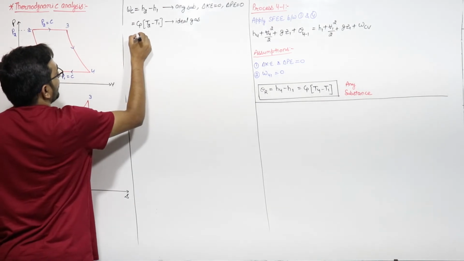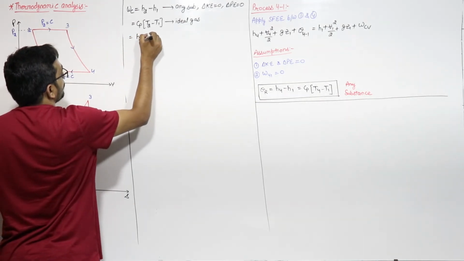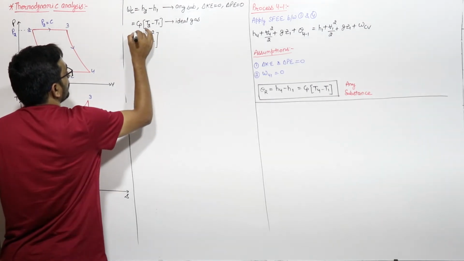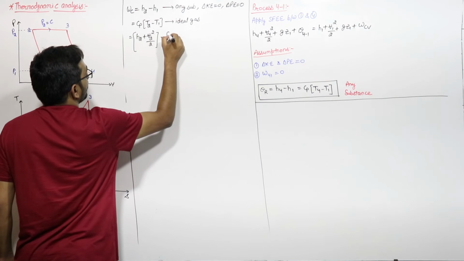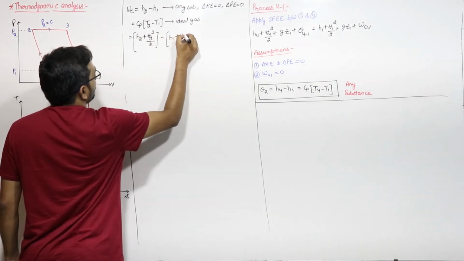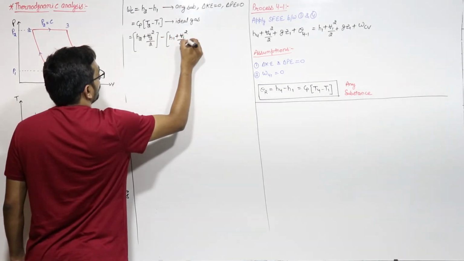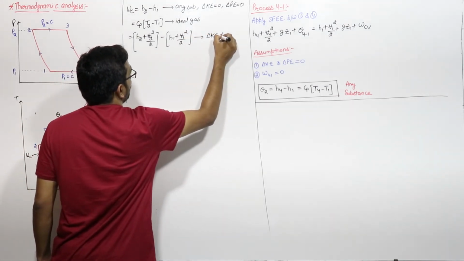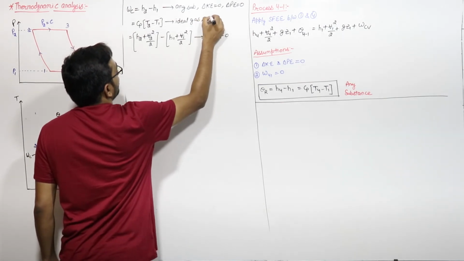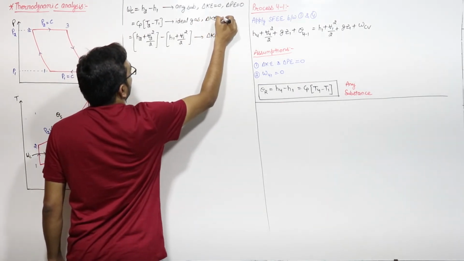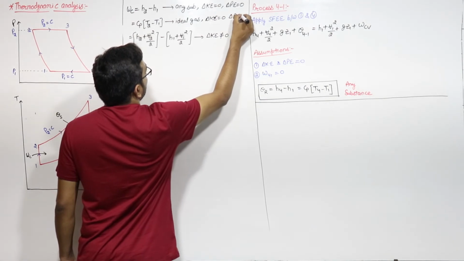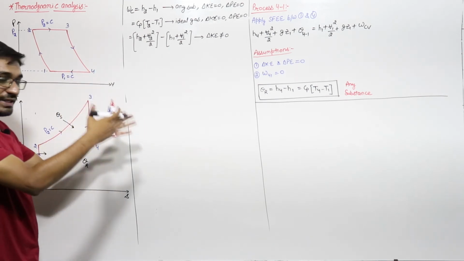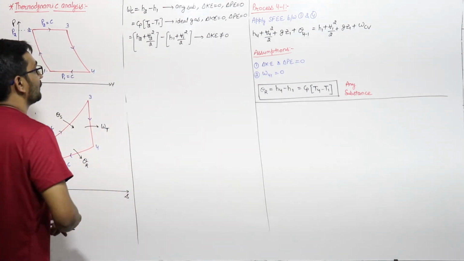If velocity values are given, then it can be written as H2 plus V2 square by 2 minus H1 plus V1 square by 2. This you can write when changes in kinetic energy is not equal to 0. Here changes in kinetic energy 0, changes in potential energy is also 0, right? These are the 3 formulas for 3 different types of conditions.